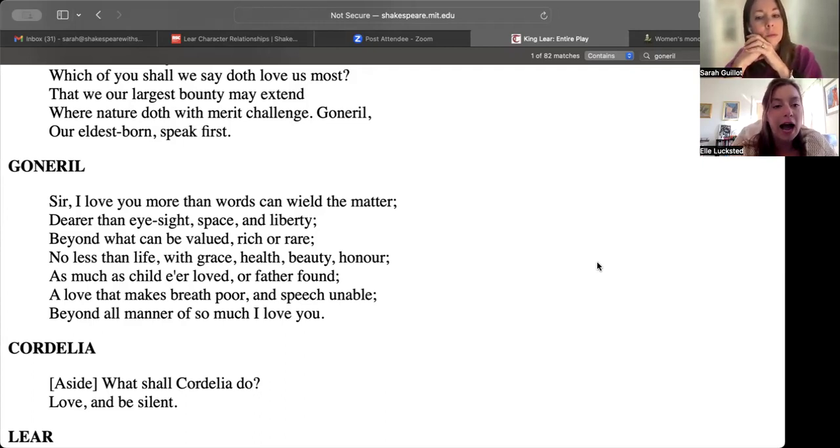Goneril, our eldest born, speak first. Sir, I love you more than words can wield the matter. Dearer than eyesight, space, liberty, beyond what can be valued, rich or rare, no less than life with grace, health, beauty, honor, as much as child e'er loved or father found, a love that makes breath poor and speech unable. Beyond all manner of so much, I love you.